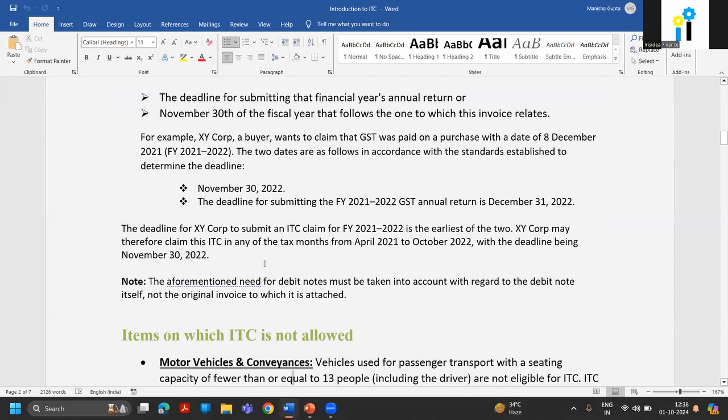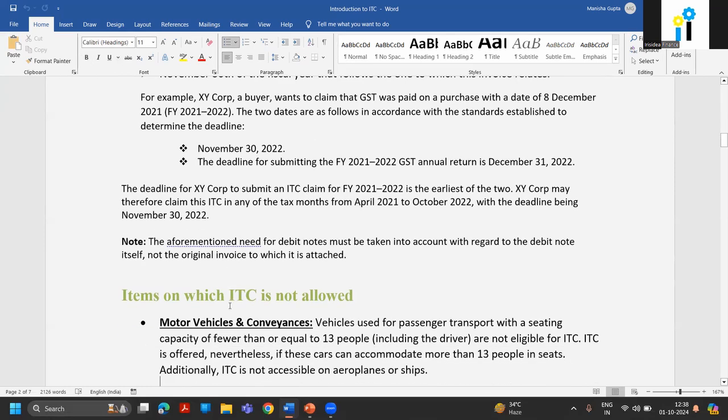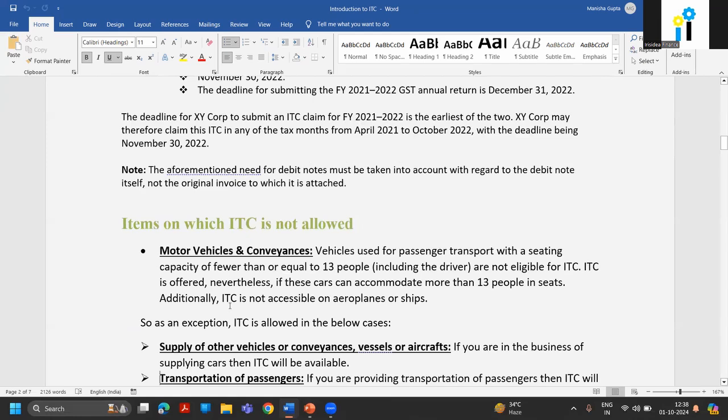Note, the former mention needs to be taken into account with regard to the debit note itself. If the deadline submitted for ITC is the earlier of the two dates, XY Corp can claim ITC in any tax month from April to October, while the deadline is 30th November. So, with the deadline being 30th November, anytime before that you can claim your ITC. And if you are getting a debit note, note that the original invoice must also be attached at the time of the debit note.